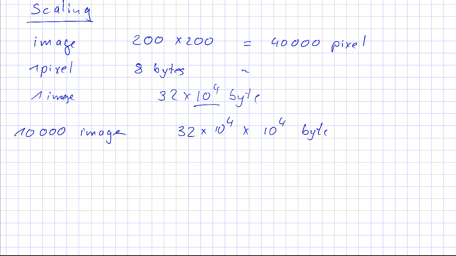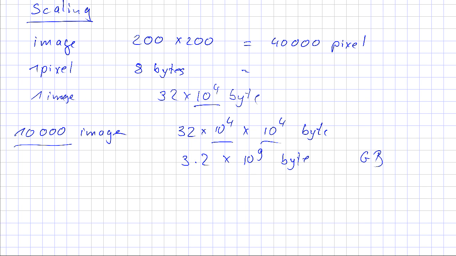This is this 10 to the 4, and here that's this. So 3.2 times 10 to the 9 bytes, or gigabytes. That's already sufficient for most of the PC computers that you have. Maybe you have 8 gigabytes of memory, but that's usually the limit. But that's only 10,000 images. If we have 100,000, it's already 32 gigabytes.